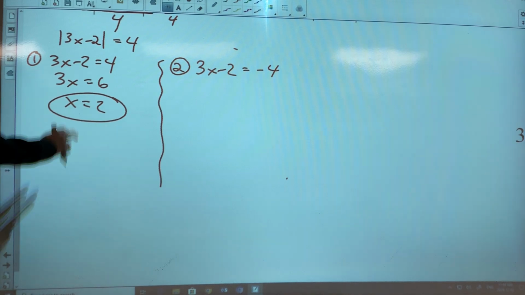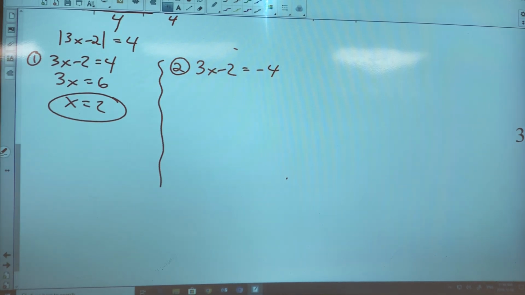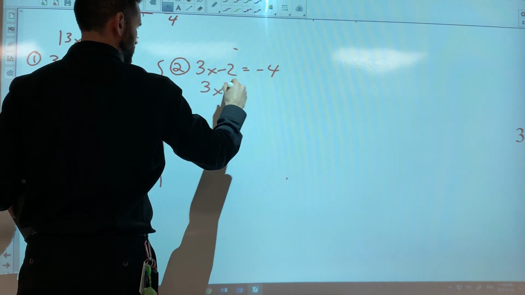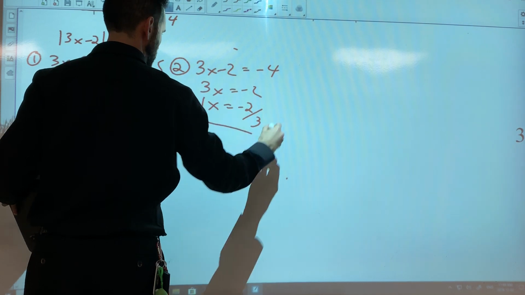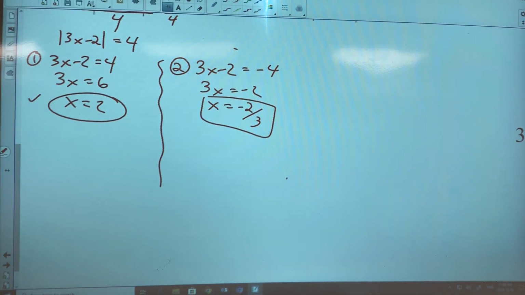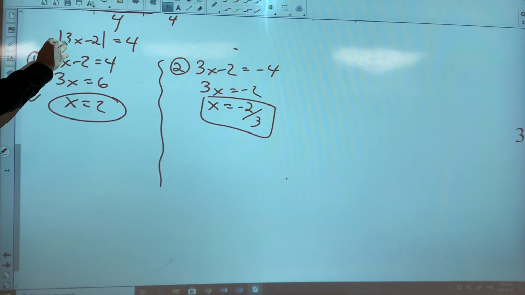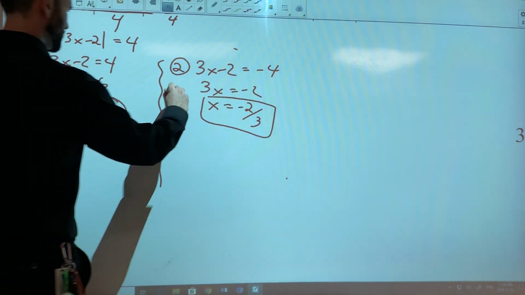And you should double check. If you go back to the original, you get 6 minus 2, which is 4. Absolute value of 4 is 4. So this works. And now we'll go solve this one. So we'll add 2 to both sides, which will give us negative 2 over here. So we'll get x equals negative 2/3. When you plug in negative 2/3, 3 times negative 2/3 is negative 2. Negative 2 subtract 2 is negative 4. Absolute value of negative 4 is 4. Do we agree? Yay! Alright.